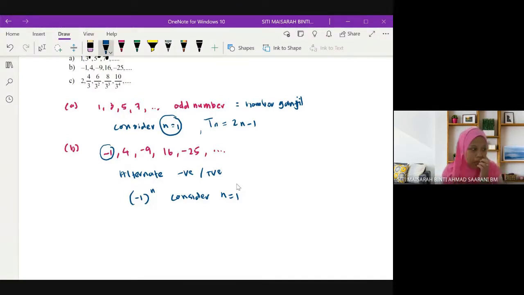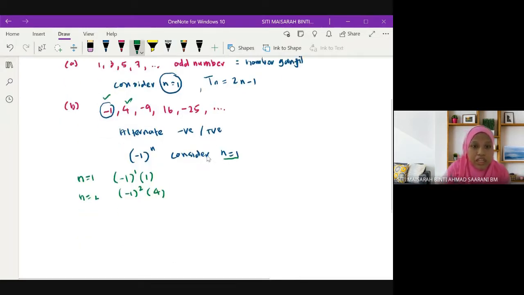And then let's say madam senaraikan, the first term kalau kita consider n equals to 1, the first term dia adalah kat sini akan jadi negative 1 to the power of 1. Ini 1 kan? So jadi belakang ni akan jadi 1, because ni nombor dia negatif 1. Kalau n equals to 2, this one is negative 1 to the power of 2 multiplied by 4. So this one becomes 4. Seterusnya sampai 25 tu dia akan jadi macam ni lah. Negative 1 to the power of 3 multiplied by 9, negative 1 to the power of 4 multiplied by 16, and then negative 1 to the power of 5 multiplied by 25.